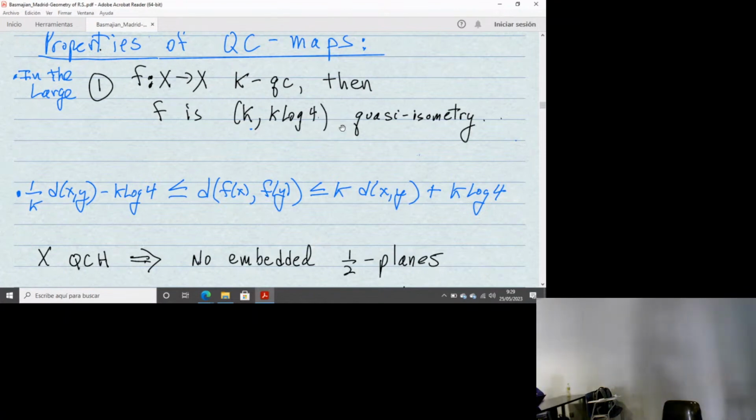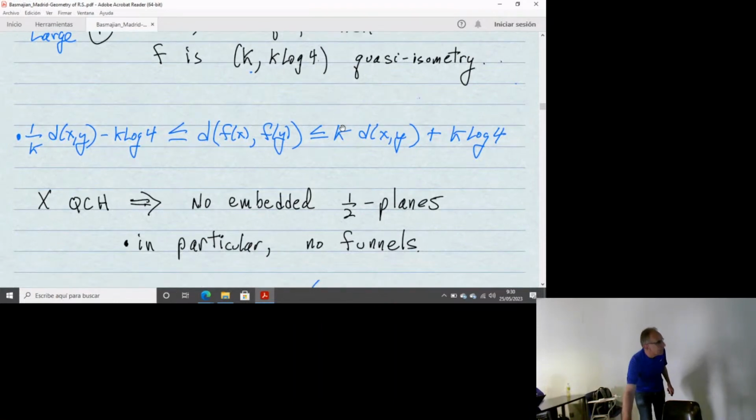So in the large, they're basically coarse bi-Lipschitz maps. If you have a K-QC map, it's a quasi-isometry with these constants. So it looks like this. In the large, it basically looks like a bi-Lipschitz map, up to the additive constant. Because of that, we have two consequences.